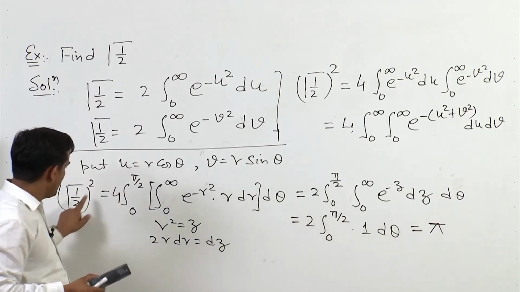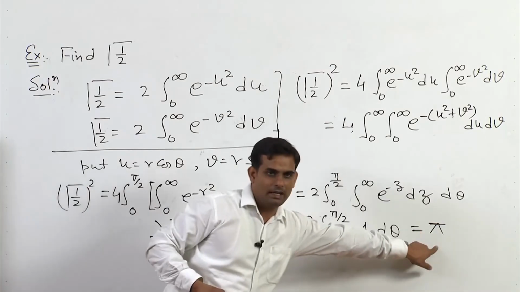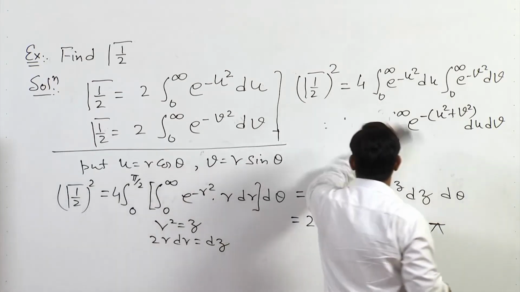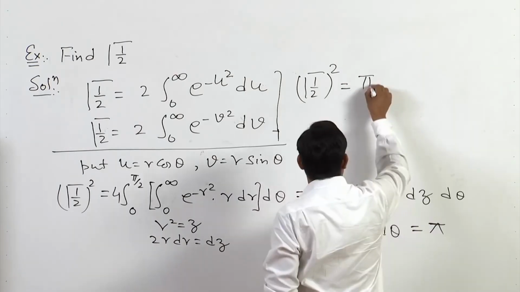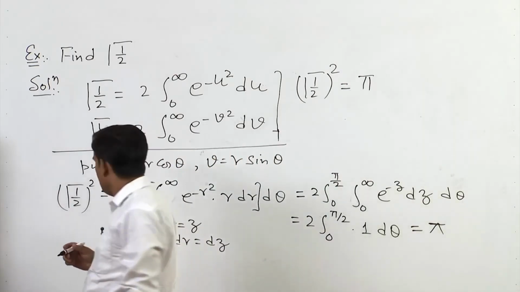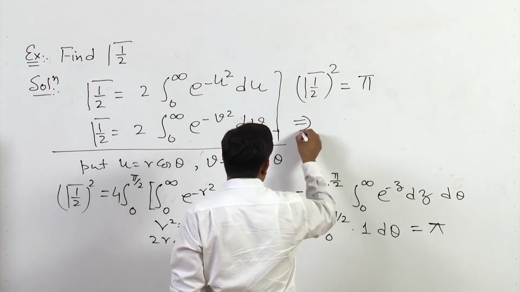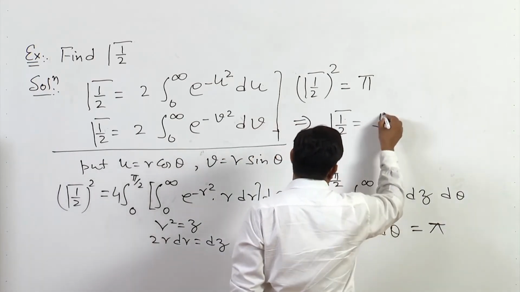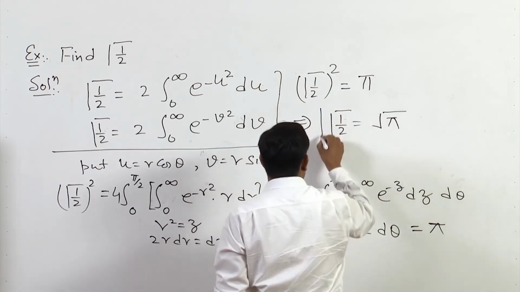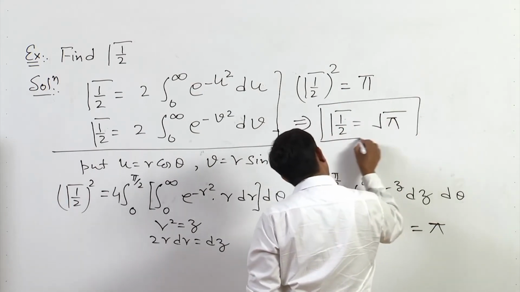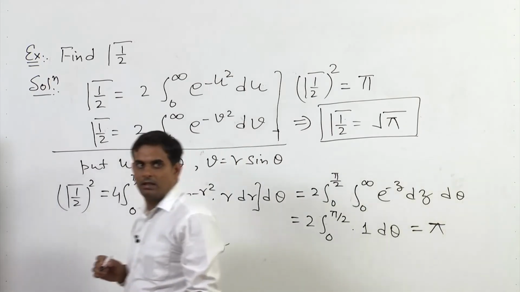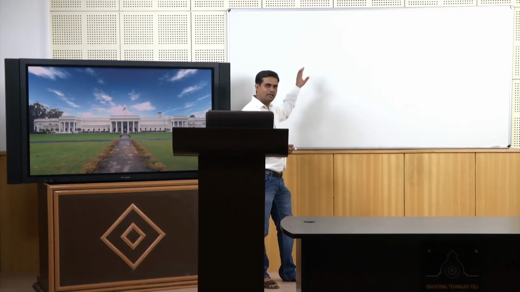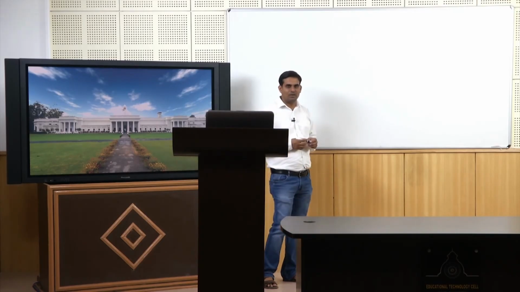So, what I got here? I got gamma half square equals to pi. So, it will give me the value of gamma half. So, gamma half square is pi. So, from here I will get gamma half equals to root pi, which is one of the important results in gamma function. Okay, so just now we have seen that gamma half equals to root pi.